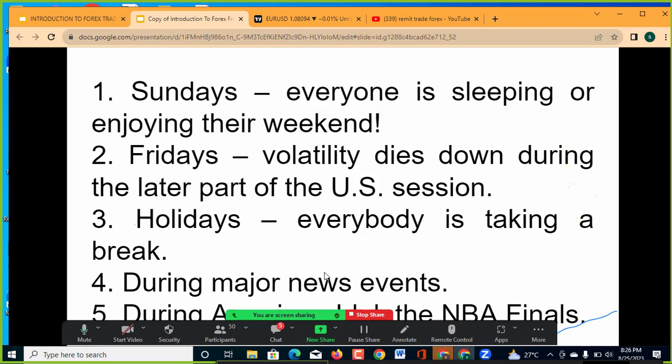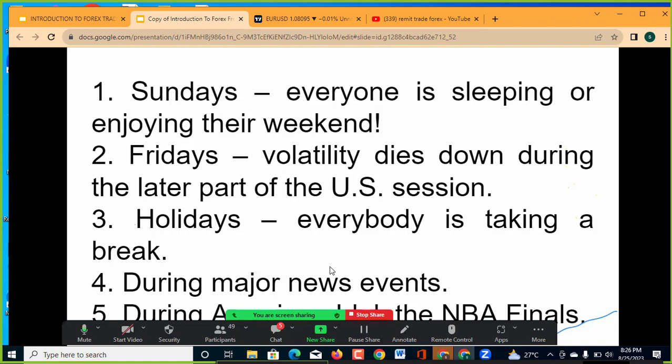And then during major news events, don't trade during major news events. Major news events here we're talking about is the non-farm payroll. I know most of you may not know what the non-farm payroll is, but as you proceed, you will know. The non-farm payroll and the CPI, that is the consumer price index, and then the federal funds rates. And finally, the FOMC meeting, that is Federal Open Market Committee. When these news are going on, don't trade.